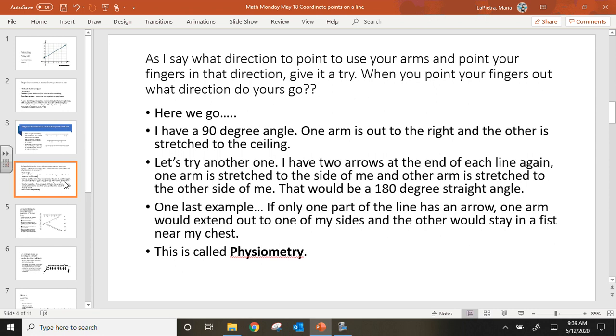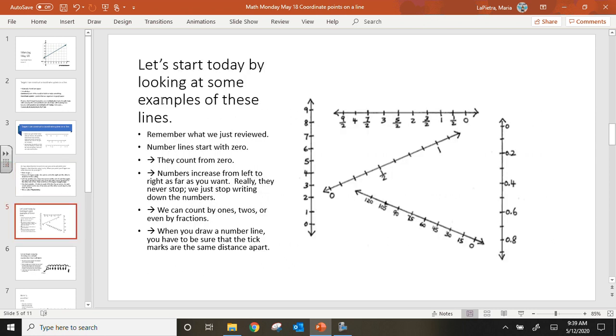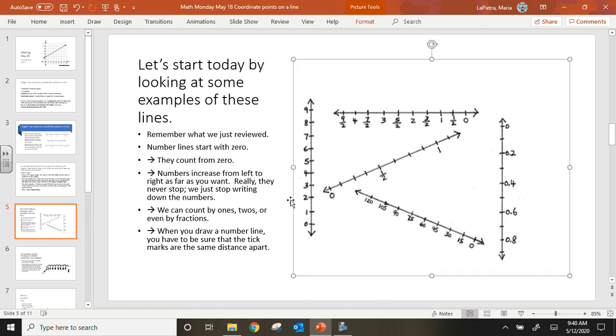Okay, so this just tells you and helps you know which way your line is going, and then it helps you label your line. Here we go. So let's look at some of these examples that I have here. Remember what we just reviewed. Number lines start with 0, and you could see that by looking at these. The numbers increase from left to right as far as you want. If you see that arrow, that means your line can go on forever.